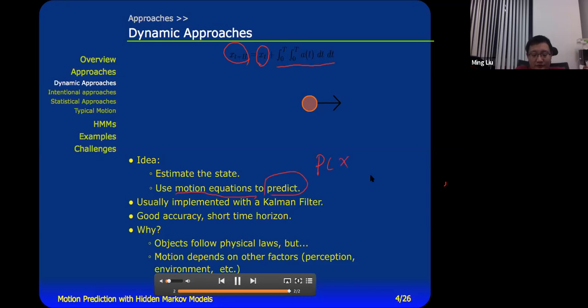Because we want to know x at t plus h based on x at t. Do you have the control? No, you don't have the control. You cannot actively control the vehicle. So the only thing you have is this, and that's why it's a prediction. How can we get this prediction? If you know the A matrix, then this prediction is easy: just A times P, you get the updated P. And this prediction can be done with a Kalman filter as well.